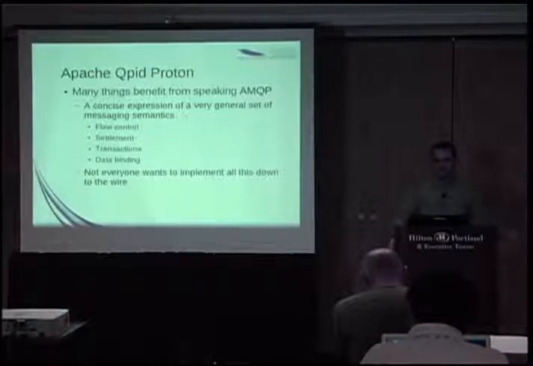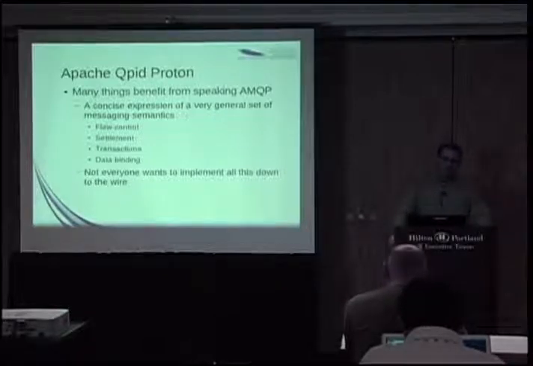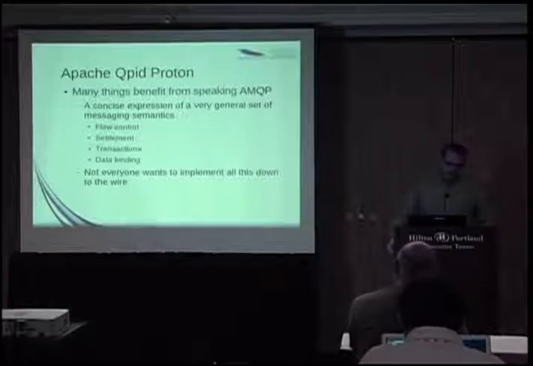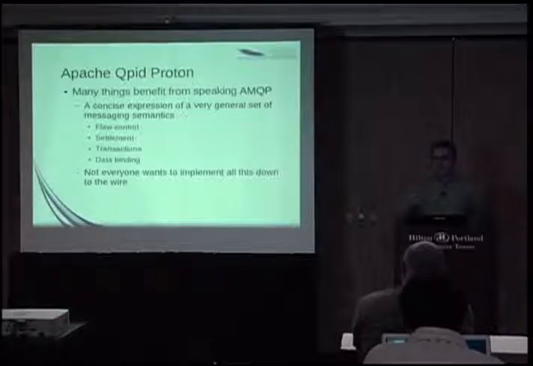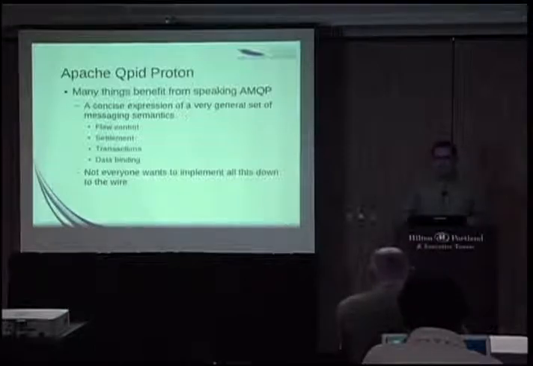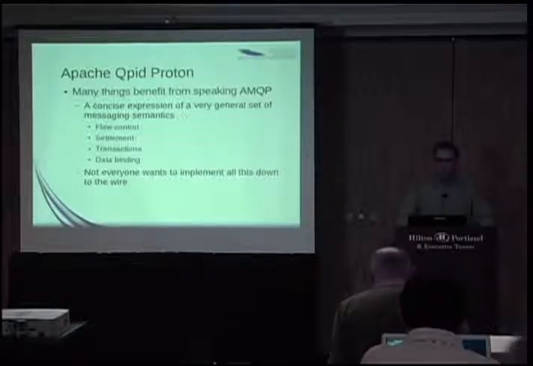Transactions: inevitably, distributed systems tend to run into these. The tricky thing here is finding a way to deal with them without making simple cases complicated. And data binding: if you're taking structured data in Python and you want to process it in Ruby or something, the type systems don't quite match up. They're a little bit different. You need to deal with that in any kind of heterogeneous distributed system. So these are all factors if you're building any distributed system, but nobody really wants to implement every one of these things down to the wire. And that's where Proton comes in.